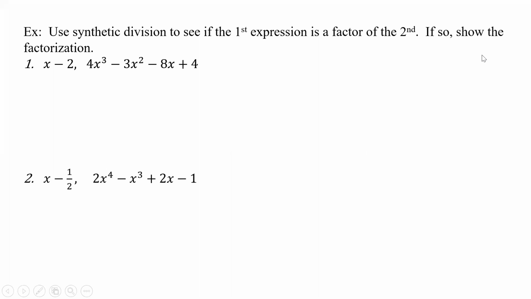Okay, so now we're supposed to use synthetic division to see if the first expression is a factor of the second. Well, how is that going to work? Well, if this divides into this evenly, it is going to be a factor. So this will be one of the factors. And whatever we divide into, if it's even and has a remainder of 0, that's going to be our other factor. And so that would be how we do our factors.